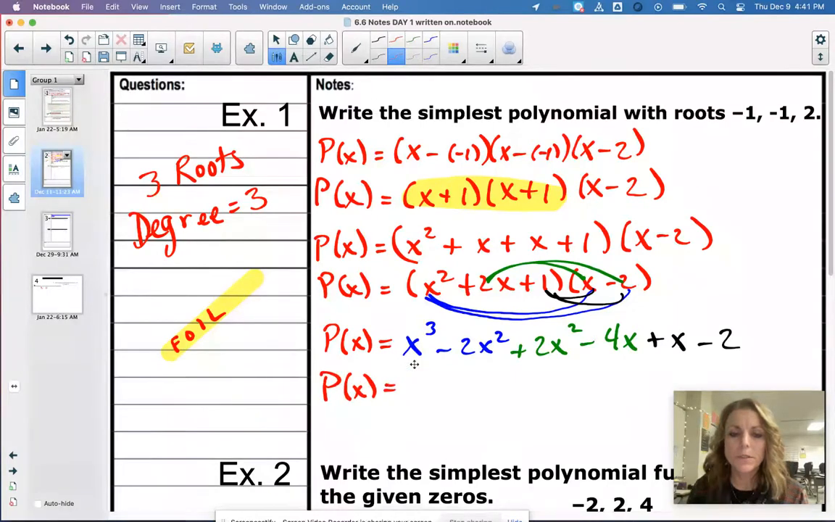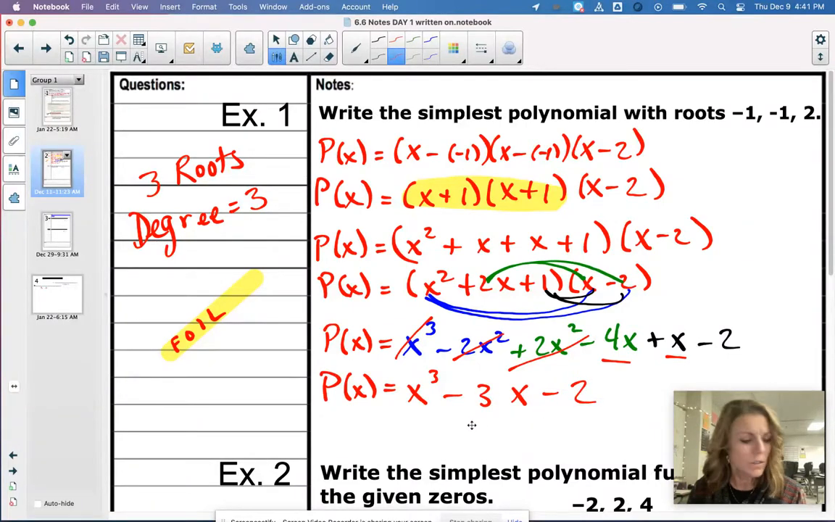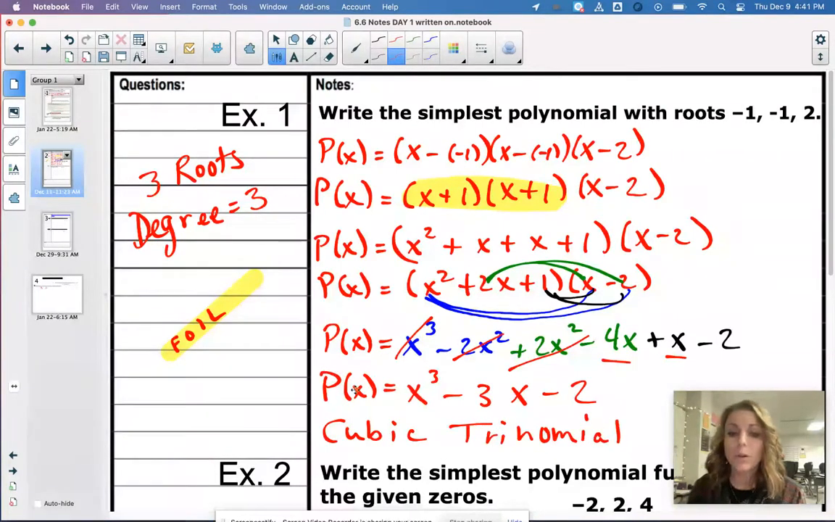Combine like terms. Well, x cubed comes first. That's the biggest exponent. There's no other x cubed. The -2x squared and the 2x squared cancel each other. Then we have a -4x plus x. Well, that's a -3x, and then a -2. There's our polynomial. If we wanted to name it, we would call it a cubic trinomial. We can see that the degree of the polynomial is a 3, just like we said it would be, because there are 3 roots.